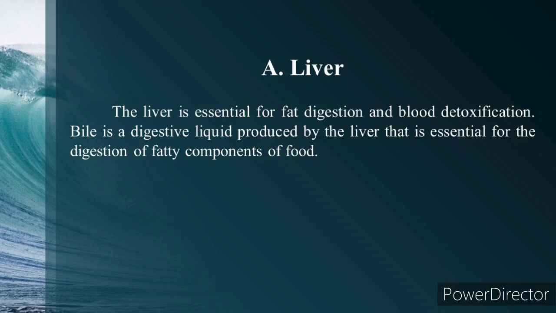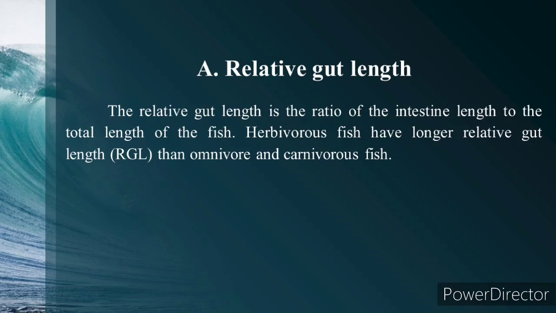Number 32. The ratio of the length of the digestive tract to body length of fish is known as blank. A. Ratio of gut length. B. Gut body length. C. Relative gut length. D. Intestinal length. The answer is C.